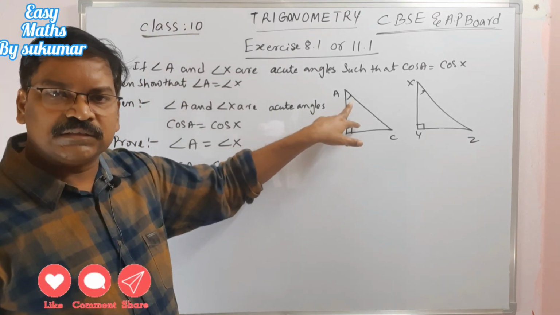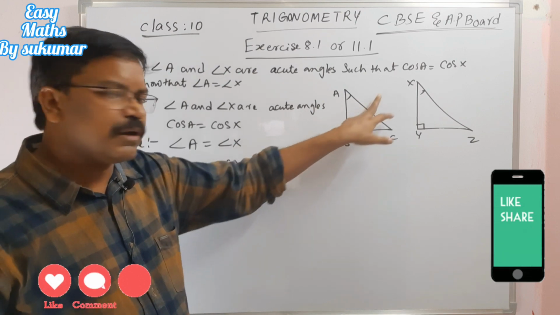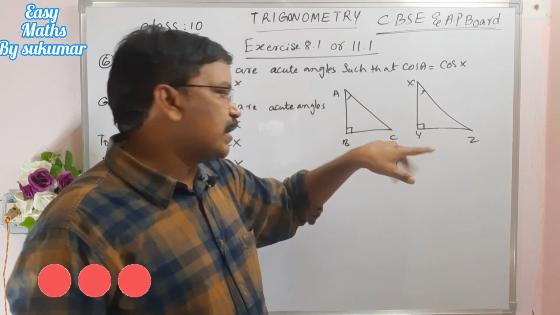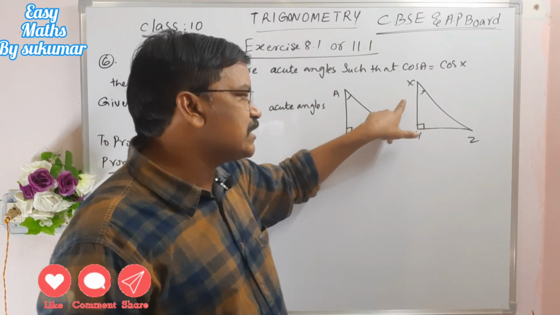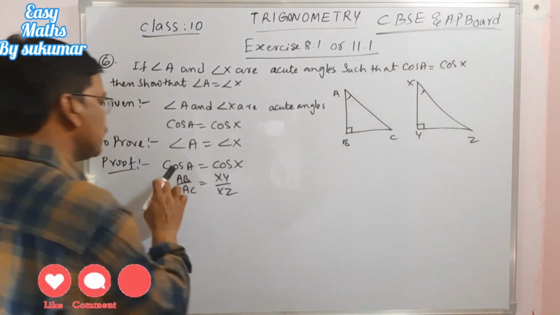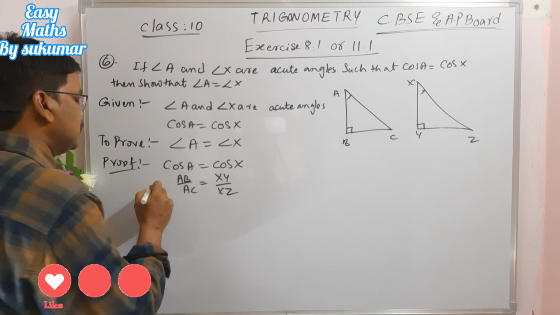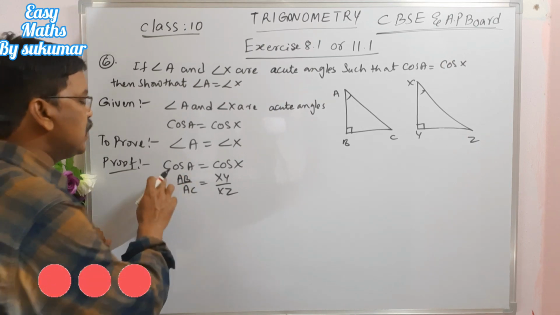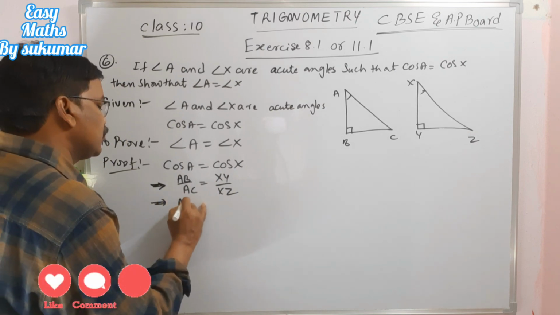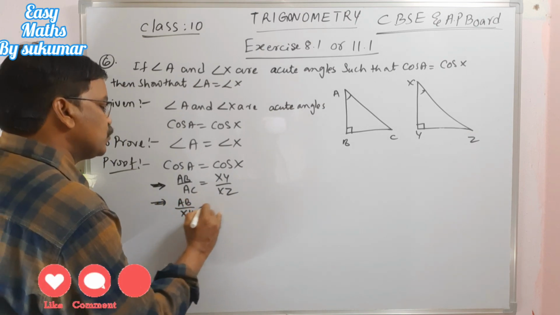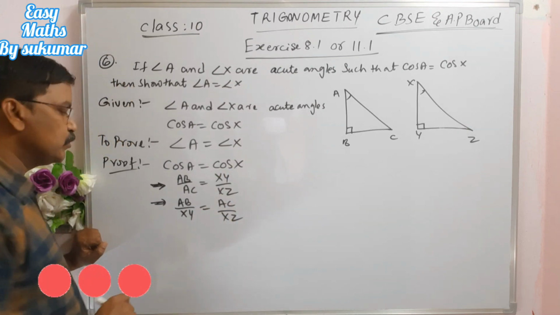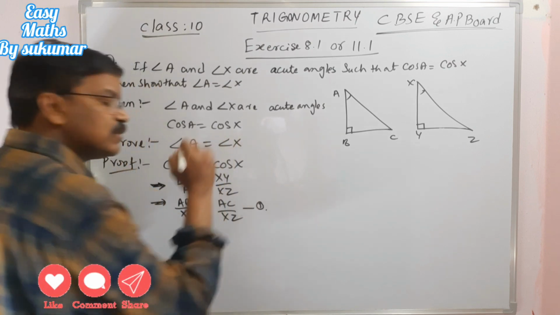If A is an acute angle, cos A means adjacent side by hypotenuse. If X is an acute angle, cos X is equal to adjacent side by hypotenuse, that means XY by XZ. So here AB by AC is equal to XY by XZ. Let us rewrite this equation as AB by XY is equal to AC by XZ. This is equation number 1.